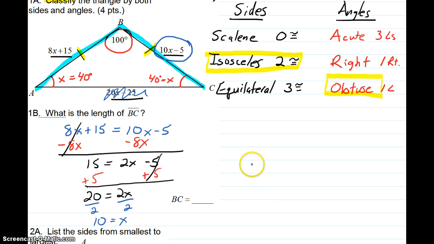So in order to figure out what the length of BC is, we're going to take our value of x and plug it in. So since x was 10, we plug it in. 10 times 10 is 100. 100 minus 5 is 95. So the answer to 1b, what is the length of BC? Segment BC is equal to 95. If you want, you could say 95 units.